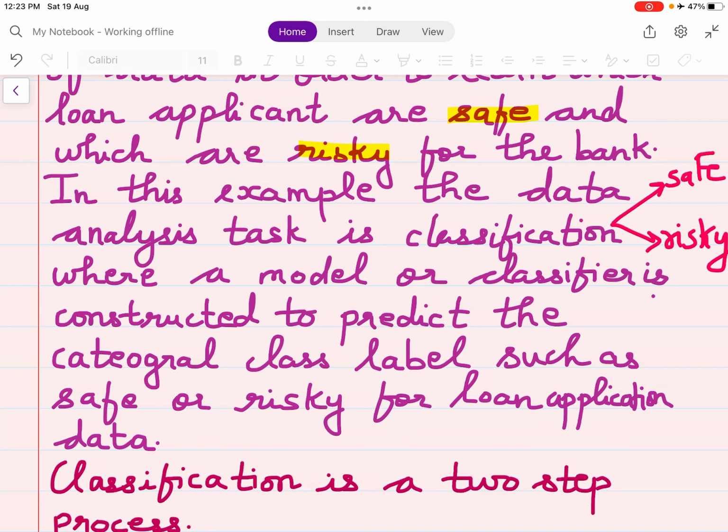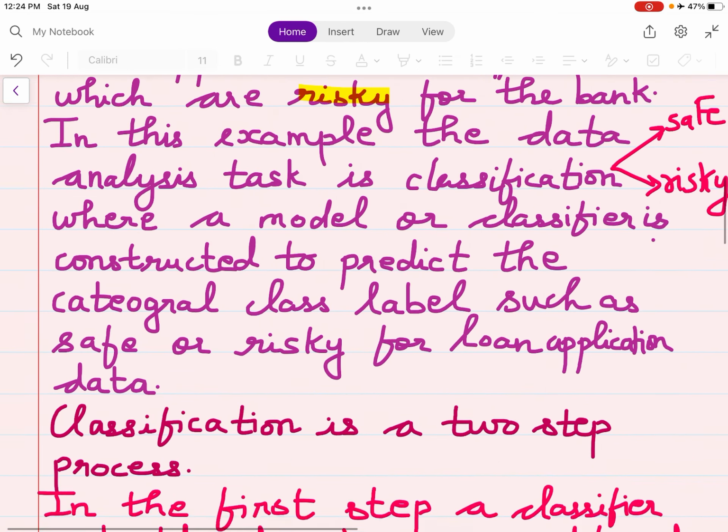So what are we doing? We are doing data analysis. We have to analyze the data of various customers, and the task is performed with the help of classification, where a model or a classifier is constructed to predict categorical labels. What are the categorical labels? Whether the customer is a safe customer or whether the loan applicant is a risky loan applicant. For loan application data, you are analyzing the data using classification methods. Into two categories you have to classify, safe or risky.